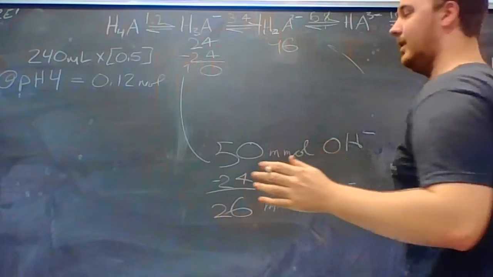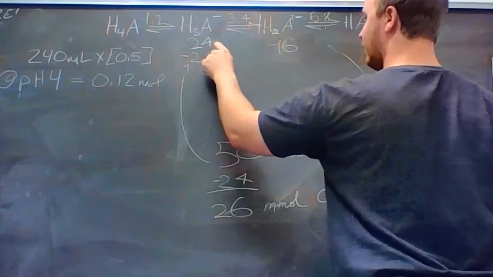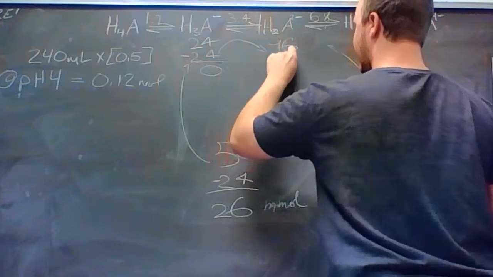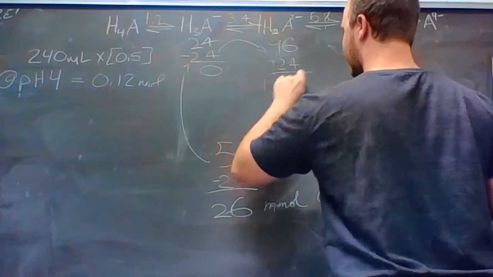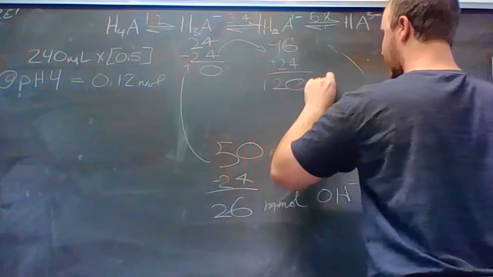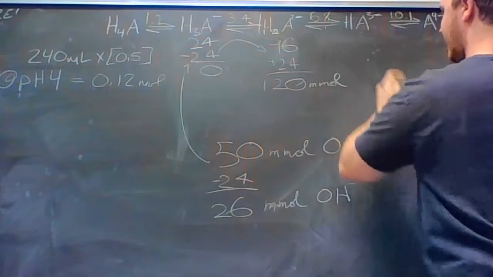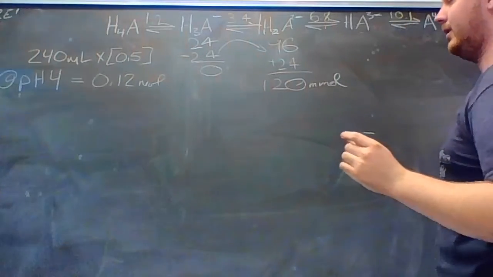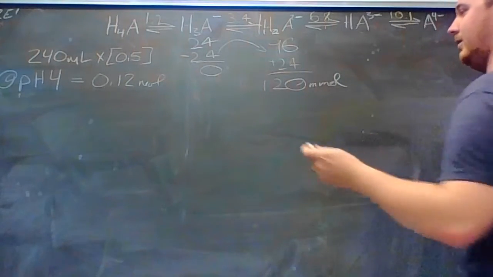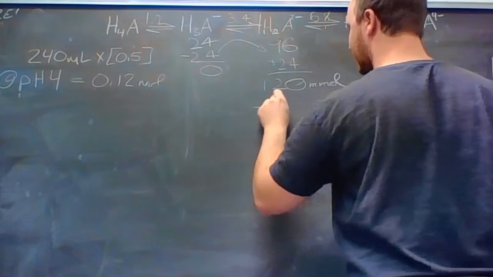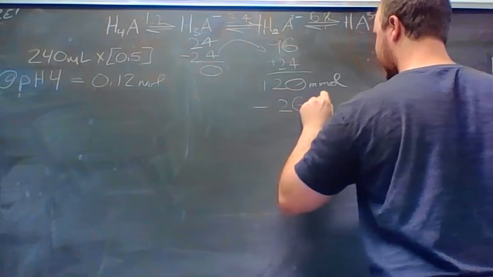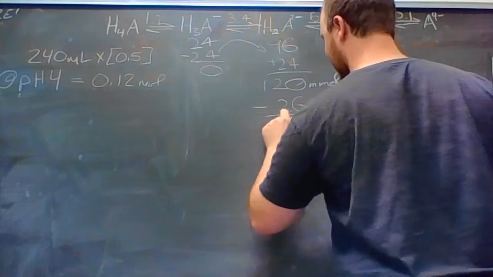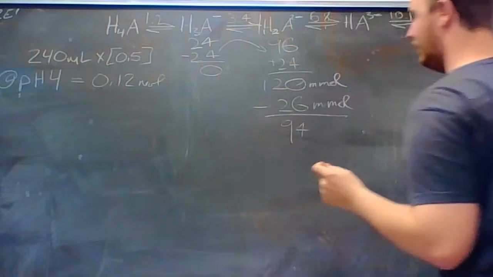Now, as this is an equilibrium, we have to remember that since this is protonated, deprotonated, we have to add it to the conjugate base, which leaves us with all of the peptide in that ionized form. Now, to further react the rest of the hydroxide that was added into the solution, we then further deprotonate this with the 26 millimoles of hydroxide that was left, leaving us with 94 millimoles.